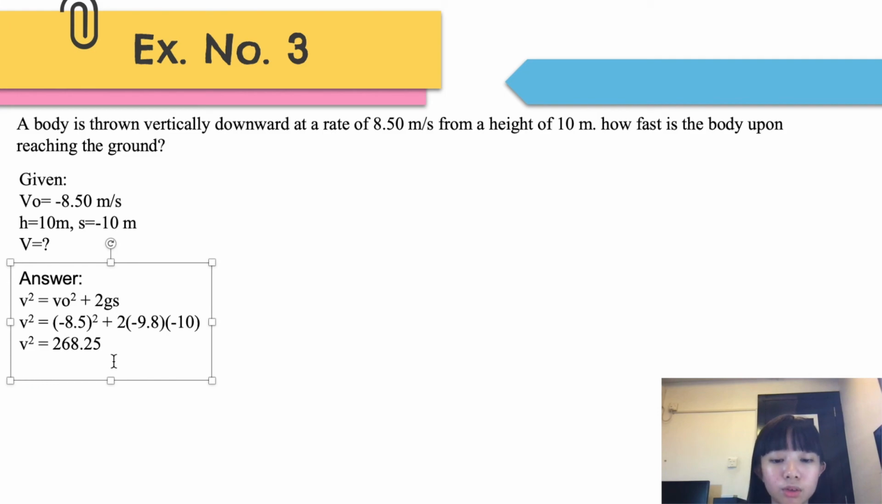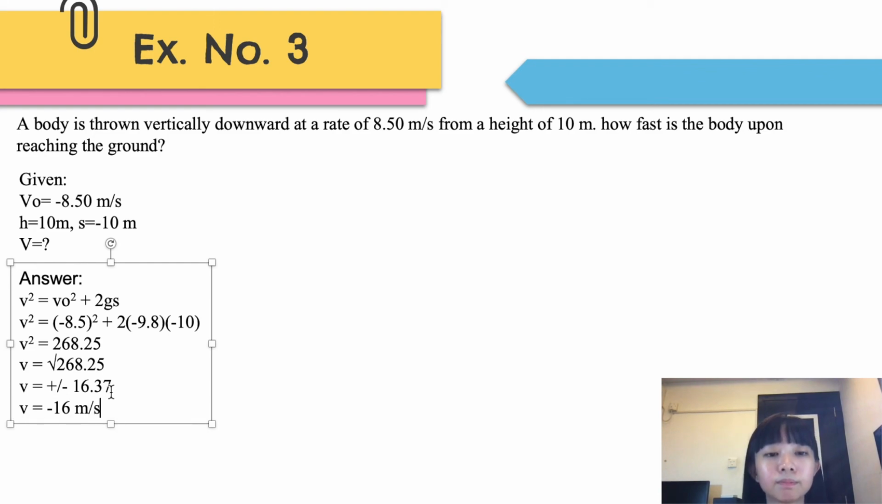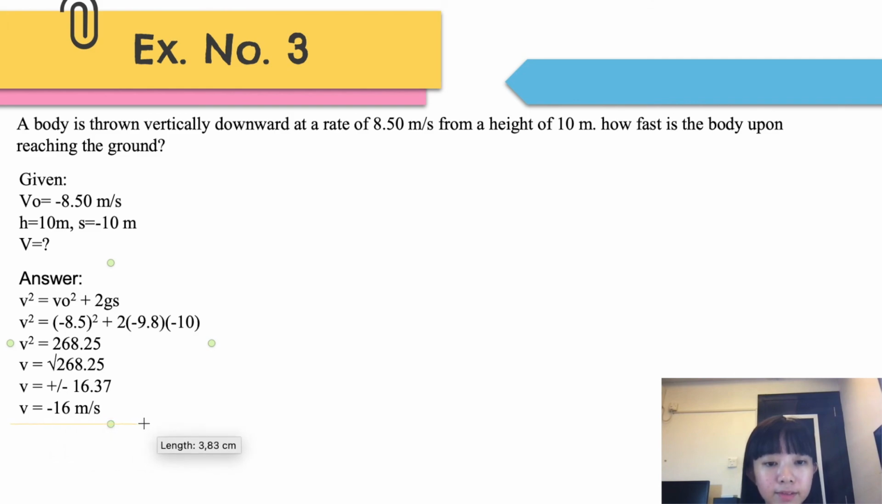So velocity equals the square root of 268.25, which will give us velocity equals plus or minus 16.37, and the final will give us negative 16 meters per second. Now, why are we using the negative sign instead of the positive? It is because the body is thrown vertically downward, so we're going to reject the positive, and the velocity will be negative 16 meters per second approximately. And here is the final answer for this question.